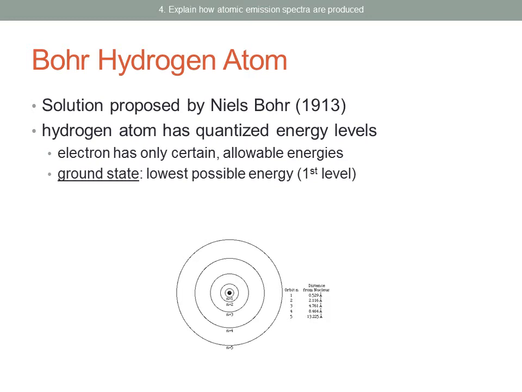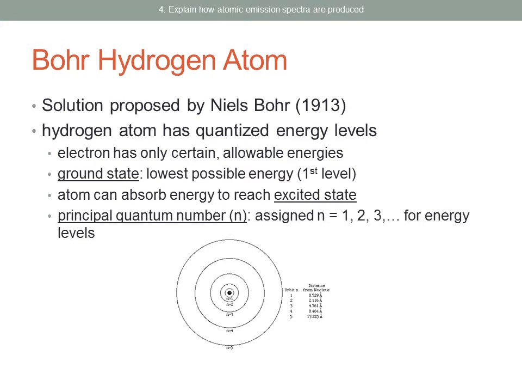Some terms associated with this we want to be familiar with. The ground state for any atom is simply the lowest possible energy state, or lowest possible energy level. For hydrogen, that would be when the electron was in the first energy level, the one closest to the nucleus. The atom could also absorb energy to reach an excited state. An excited state would be any other energy level above the ground state. So for hydrogen, that would be when the electron was at n equal to 2, 3, 4, 5, or so on. Now this particular schematic only shows the first 5 energy levels. There would be more though.